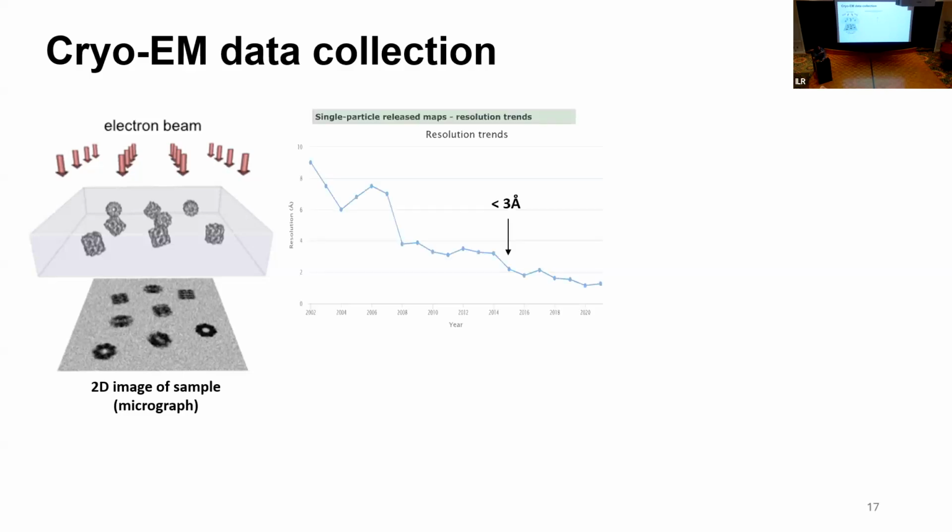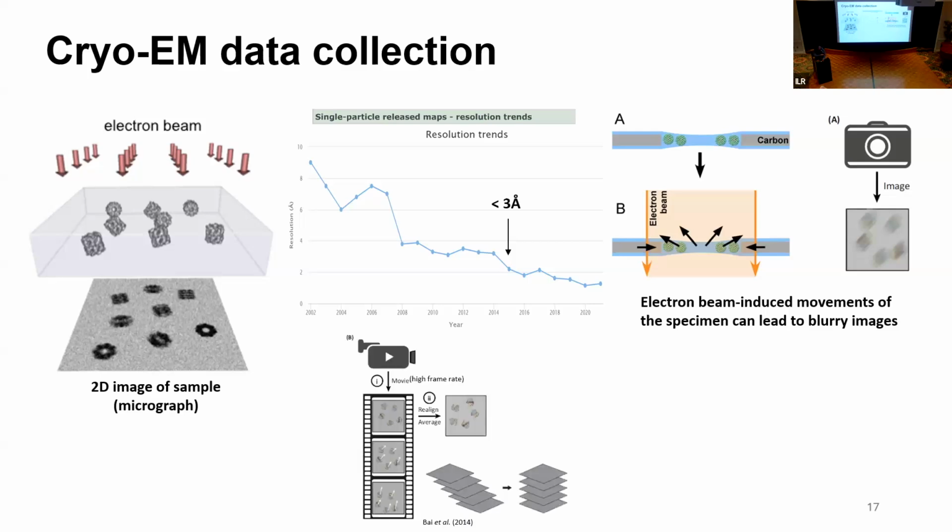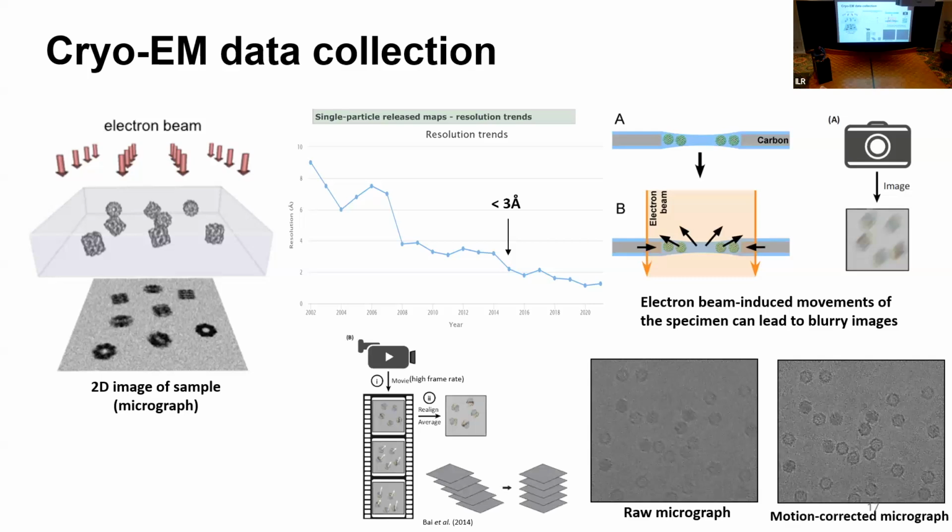And you can see over the years that we've gotten better and better, and I'll talk about how a lower number is better resolution. However, because the samples are moving around, the electron beam induces more movement, which can lead to blurry images, which is not what we want to work with. So through technology and averaging, we're now able to align them and go from a blurry data set to a motion corrected and nice data set.